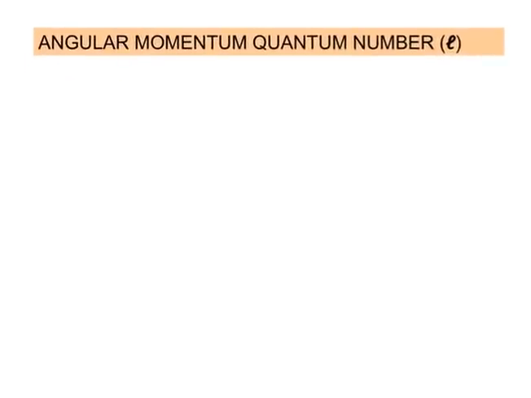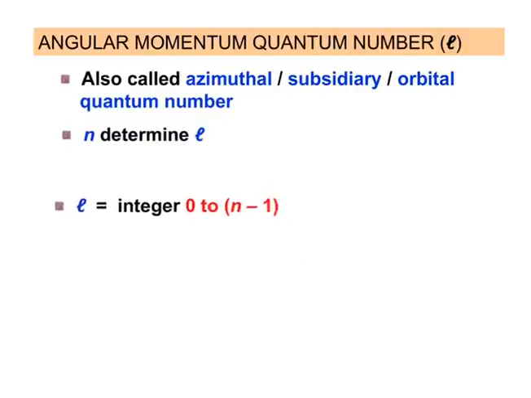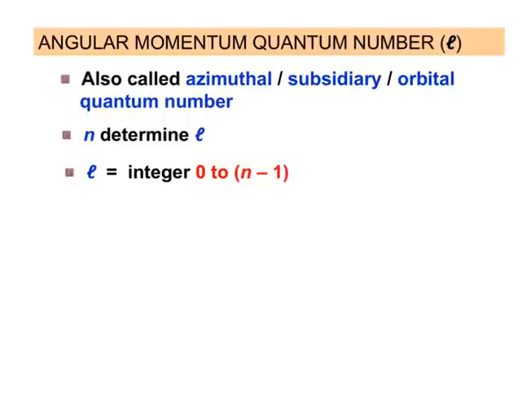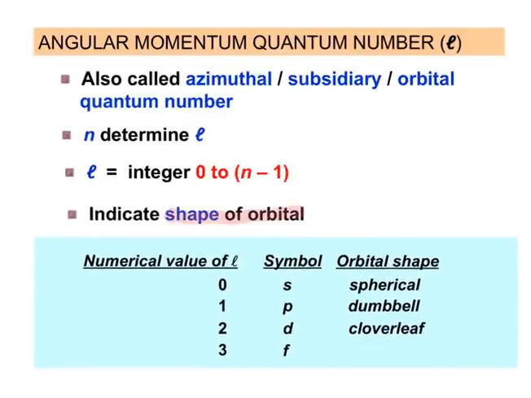The second quantum number is the angular momentum quantum number, denoted as L, also known as the azimuthal, subsidiary or orbital quantum number. The value of the angular momentum quantum number is determined by the value of the principal quantum number. It is an integer starting from 0 to the value of the principal quantum number minus 1. The angular momentum quantum number tells the shape of the orbital.